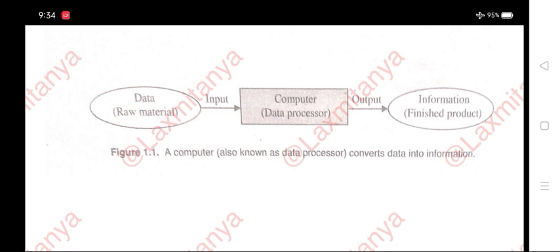This is the diagram of computer data processor. Data, raw material, input, computer data processor, output, information, finished product. This is the diagram of a computer, also known as data processor, which converts data into information.